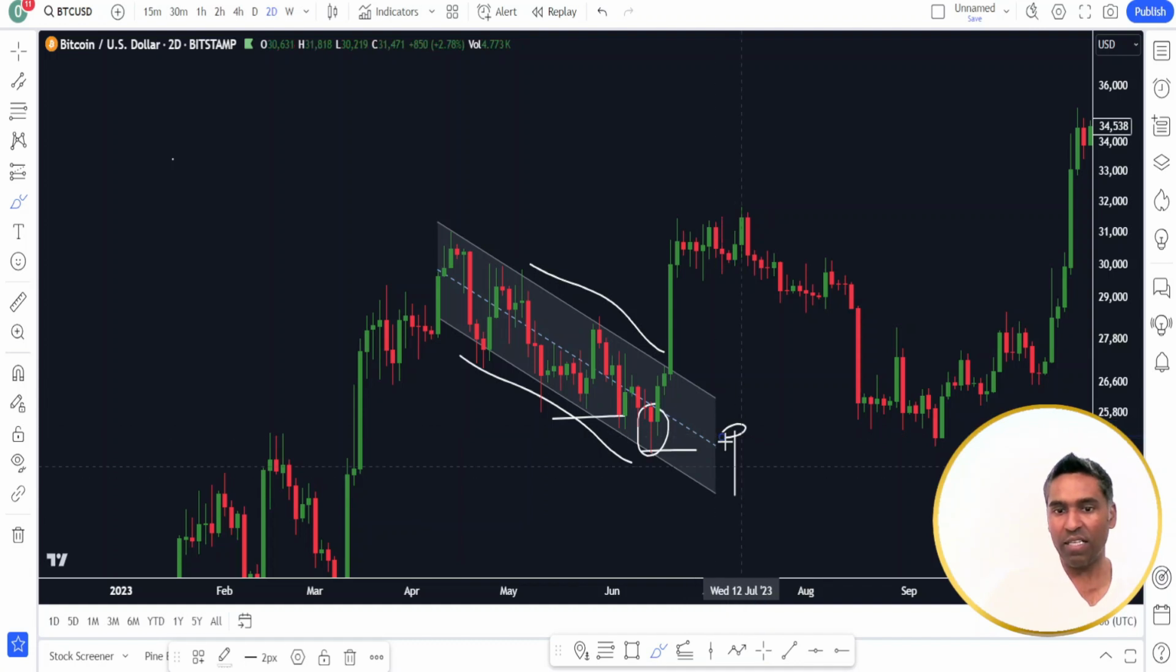So this is a hammer, and we want to see this kind of candlestick pattern. And how do we enter? At the break of this candle. So we could enter here in this case.